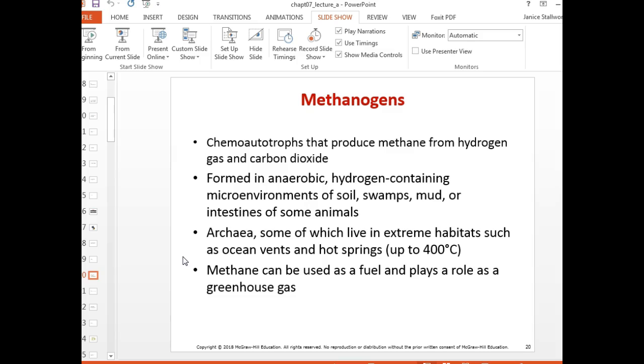Anaerobic. What does that mean? Without oxygen. Methanogens are archaea, some of which live in extreme habitats such as ocean vents and hot springs up to 400 degrees Celsius. Methane can be used as a fuel and plays a role as a greenhouse gas.